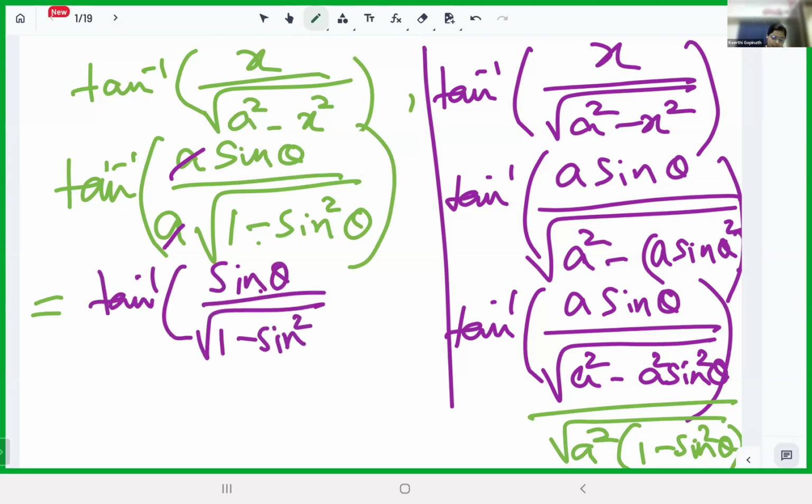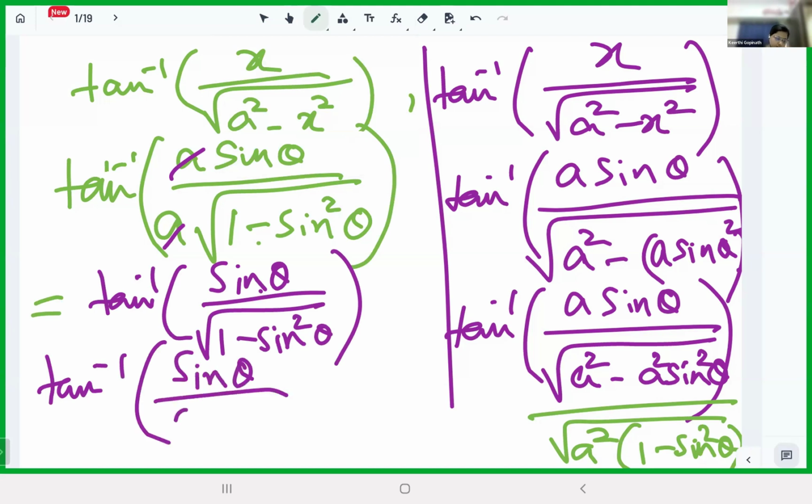So what is root of 1 minus sine square theta? It is nothing but cos theta, right? So we get sin theta divided by cos theta. It is obtained by using the identity cos square theta plus sin square theta is equal to 1.